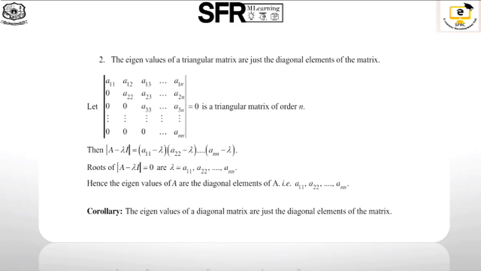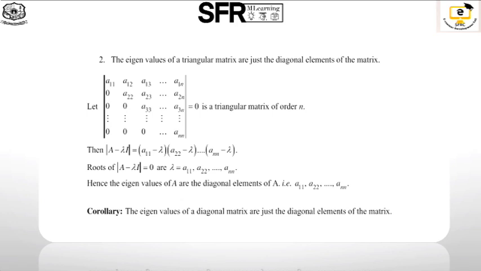Next we find modulus of A minus lambda I, which is equal to the product of a11 minus lambda, a22 minus lambda, etc. ann minus lambda. Next we find the roots of modulus of A minus lambda I equal to 0, which implies the lambda values are a11, a22, etc. ann. Hence the eigenvalues of A are the diagonal elements of A, that is a11, a22, etc. ann.